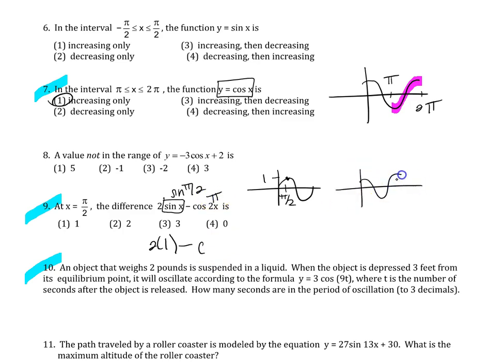So here's my cosine graph. That's pi. It looks like we're down at negative 1. So this would be minus negative 1. 2 plus 1 is 3.